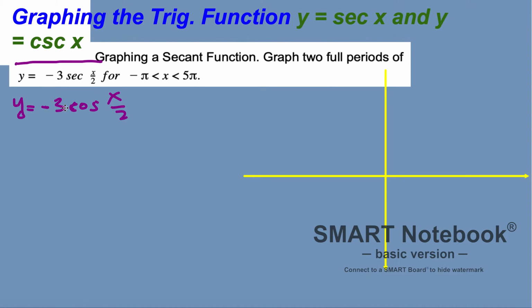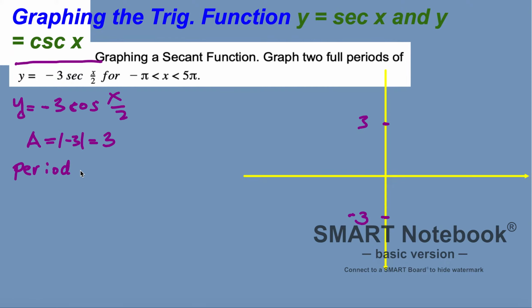And if we are analyzing this function, the amplitude is the absolute value of -3, which is 3. So the amplitude is 3. And let's say here is a 3 and here is a -3. Okay. So now we want to find the period.